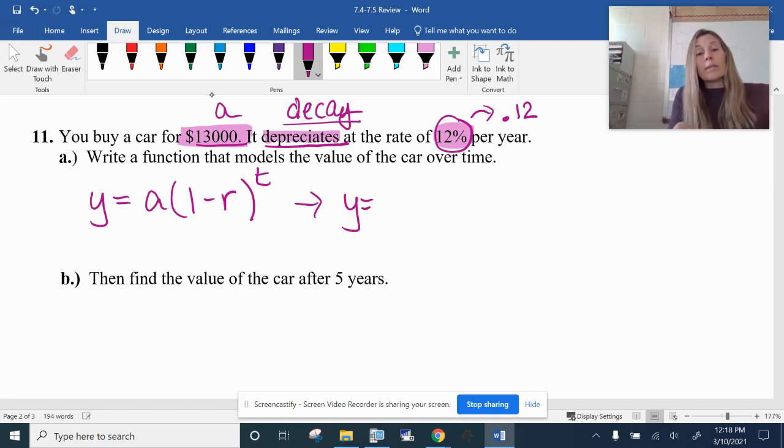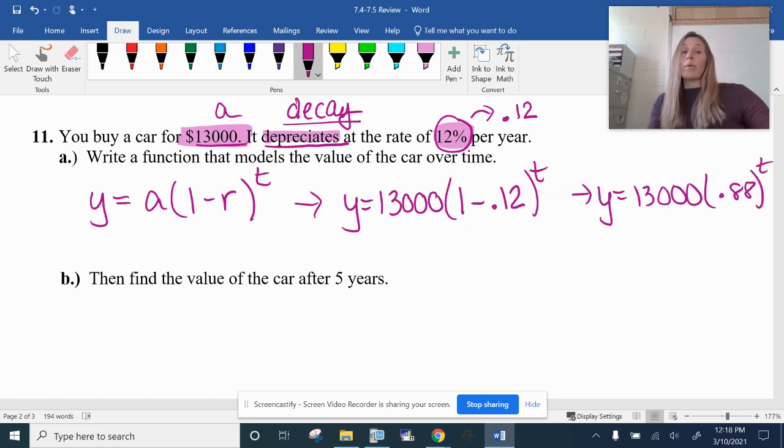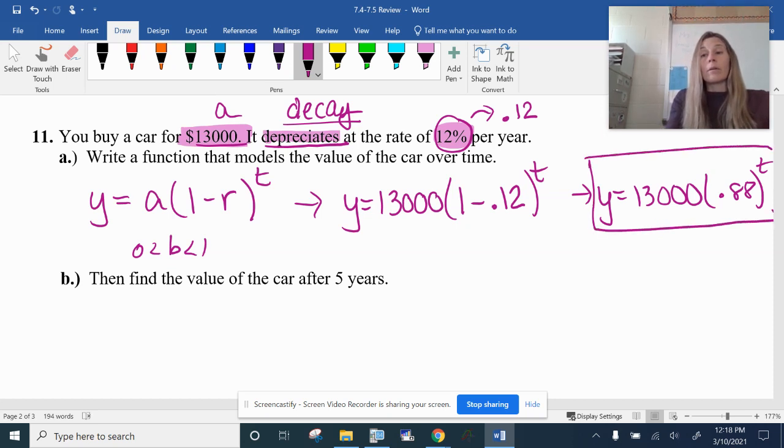So when I put the numbers in, I'm putting in the 13,000 for the A, 1 minus 0.12. Now if I simplify that, 1 minus 0.12 is 0.88. Now notice that that is a number that's greater than 0, right? So the b has to be less than 1 and greater than 0. 0.88 does follow that. That's why it's a decay factor. This is my model right here.